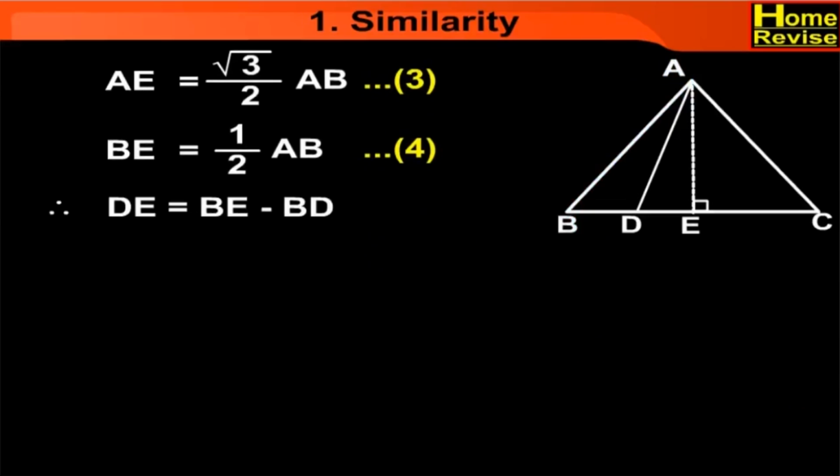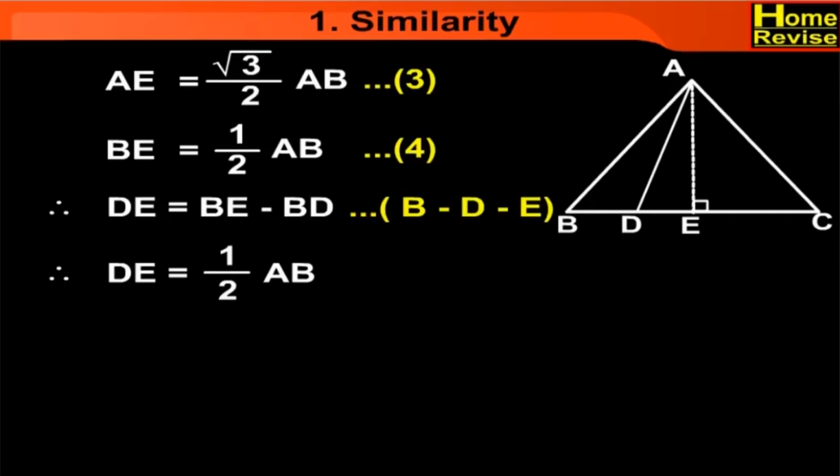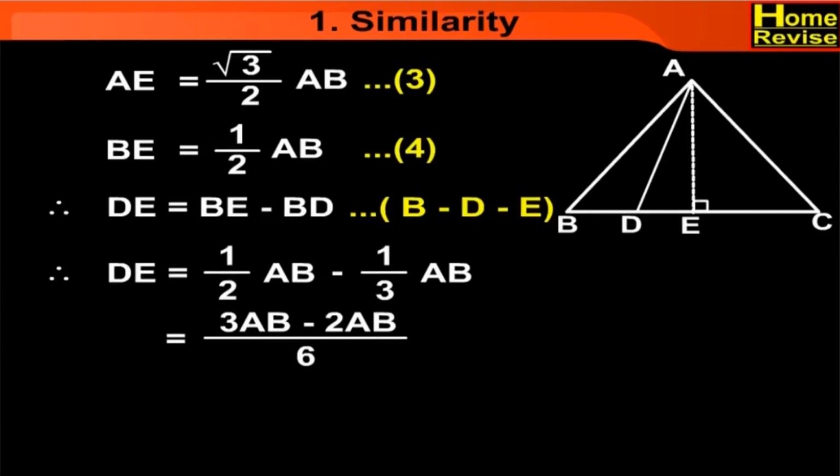Therefore, DE is equal to BE minus BD. Reason: B-D-E. Now, DE is equal to 1/2 into AB minus 1/3 into AB, which is equal to (3AB minus 2AB) upon 6. Therefore, DE is equal to 1/6 into AB. Let this be equation number 5.